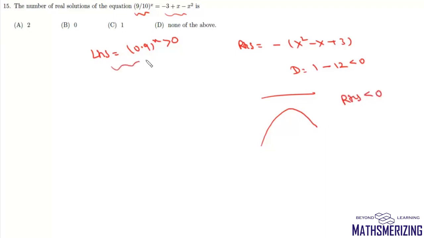So left hand side is always greater than 0 and right hand side is always less than 0. So that means there cannot be a real value of x for which left hand side is equal to right hand side. So number of real solutions in this case will be simply 0 and that's your option number B.